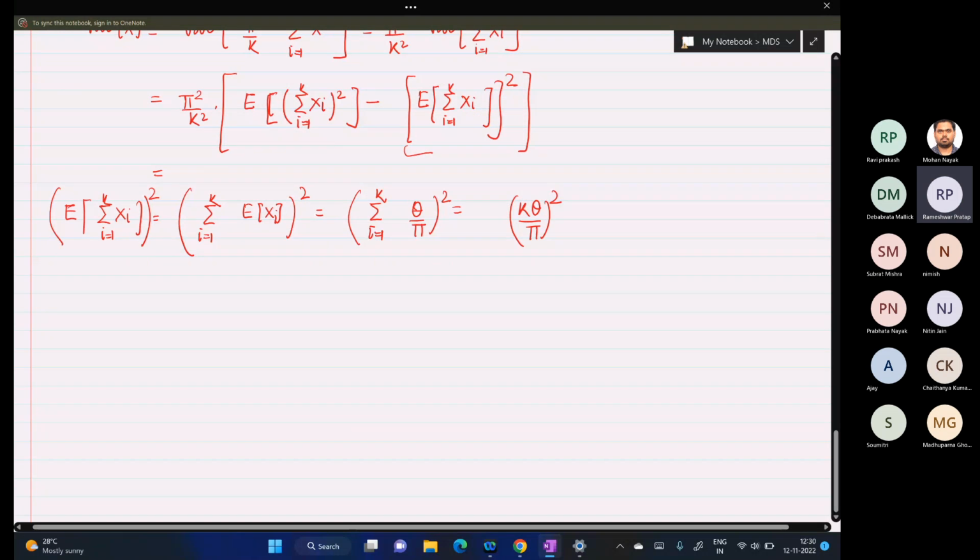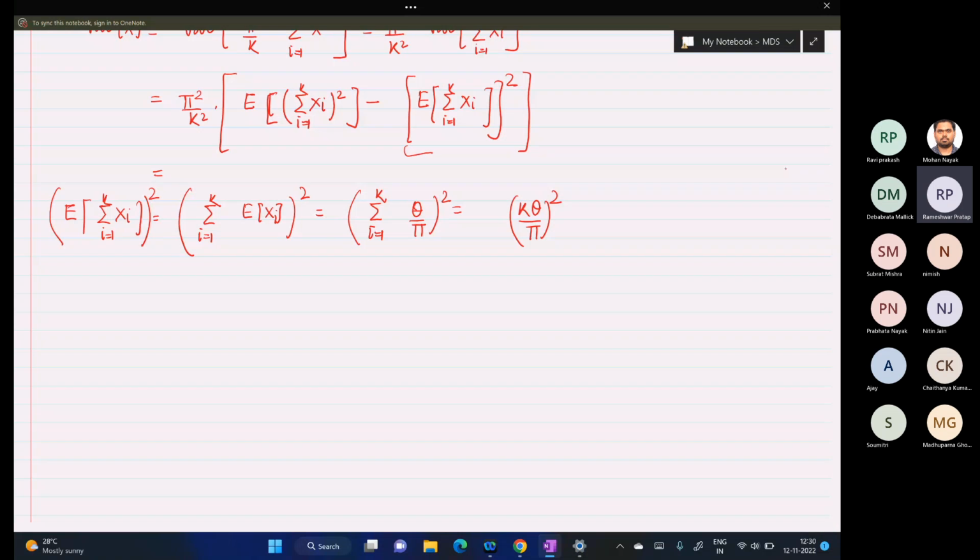So this is basically the term we need to calculate by linearity of expectation. We take the expectation inside. The expected value of each term is theta by pi, and we are summing it K times. So it will be K theta by pi, and the square is anyway there. Okay, so now we have the second term or first term.